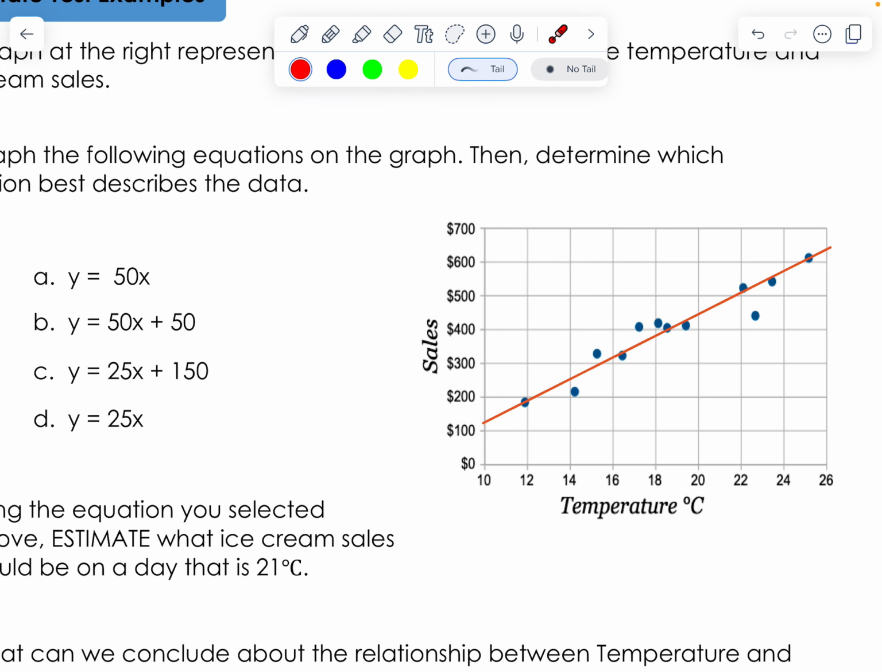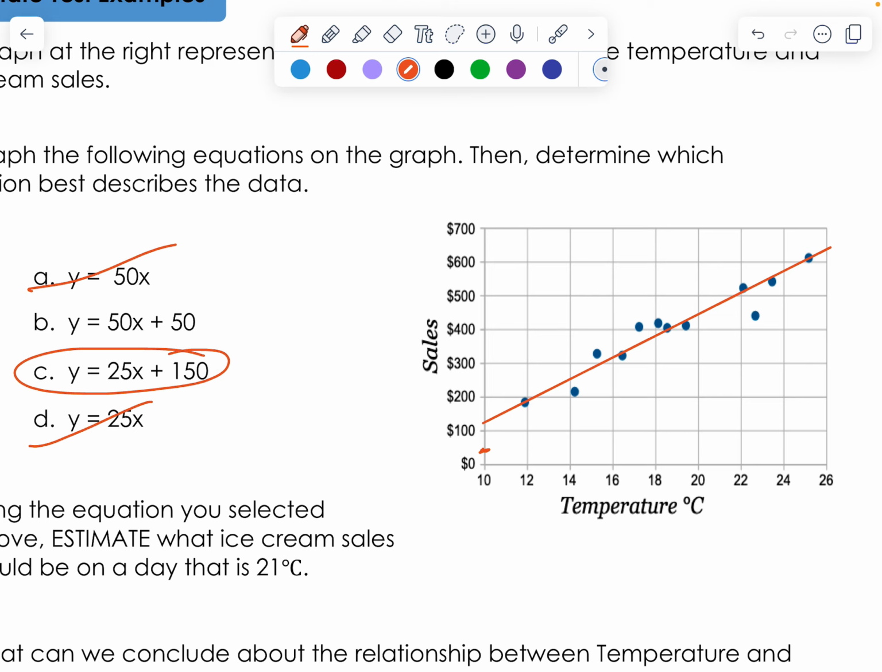And so from here, we would just identify which one it goes with. Well, the easiest way to start when you're trying to identify which one it might be for a state test question is to look at the y-intercept, okay? So our y-intercept here is definitely not 0, so it can't be A and it can't be D, so it has to be B or C. Well, 50 would be down here, so that tells us this is probably closer to 150.